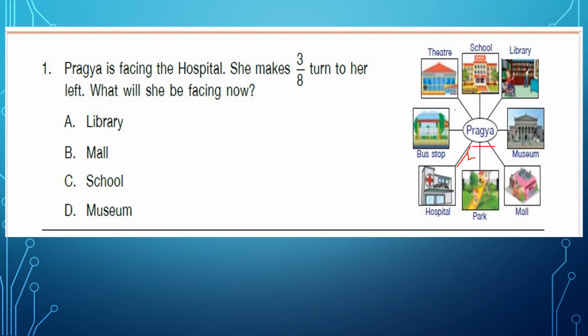If we consider this a whole circle, then it is divided into eight equal parts. So if Pragya turned to her left 3 by 8, that is 3 parts of the total 8, she will turn the first part to park, the second part to mall, and the third to museum. So now she is facing the museum. So our answer is option D, museum.